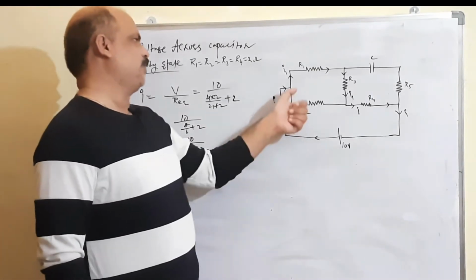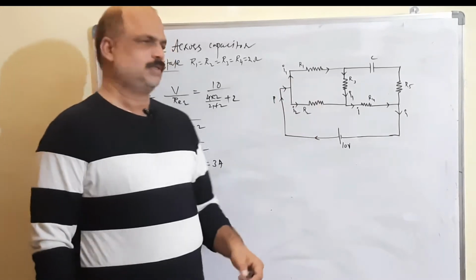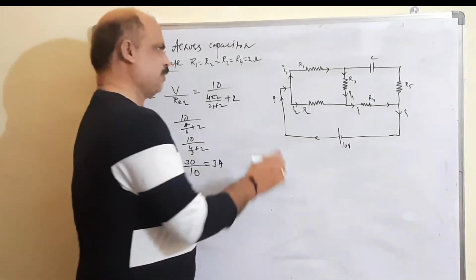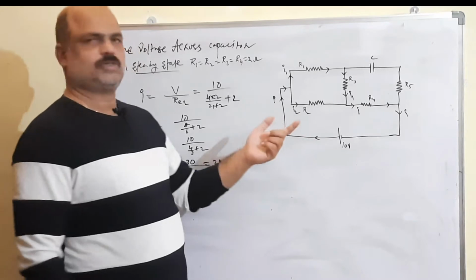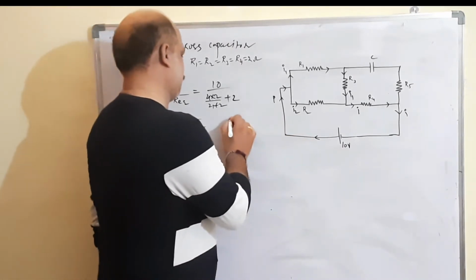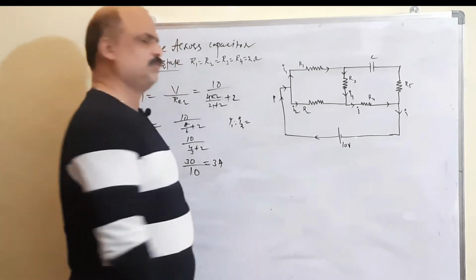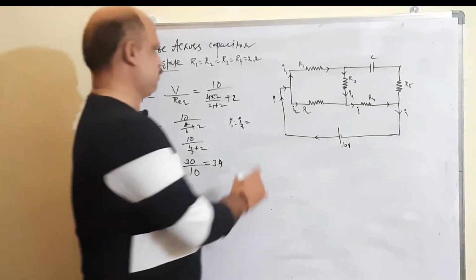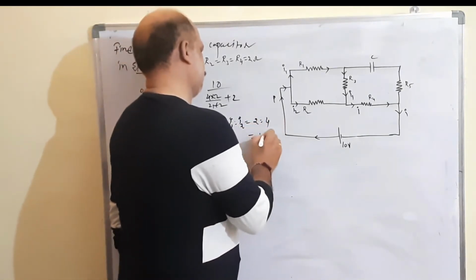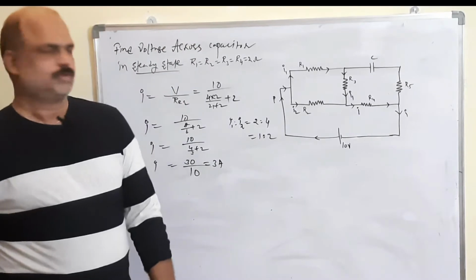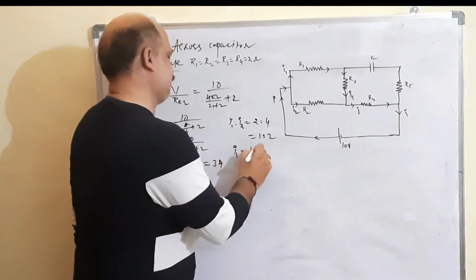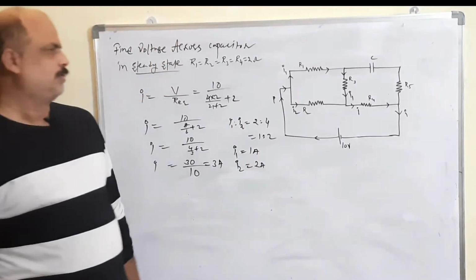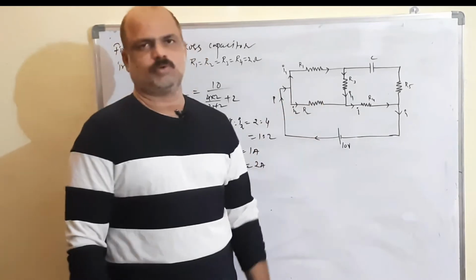Now this total current in the circuit is divided in these two branches. We know that here potential difference is same. So it divides as I1 is to I2 is equal to R2 is to R1. So 2 is to 4. That is equal to how much? 1 is to 2. So the current passing through upper branch is 1 ampere. The current passing through lower branch is 2 amperes. Because here resistance is less, here resistance is more.